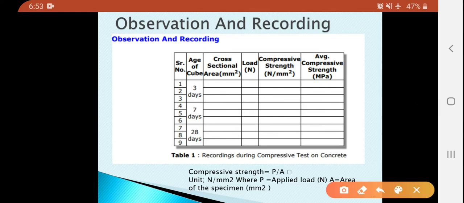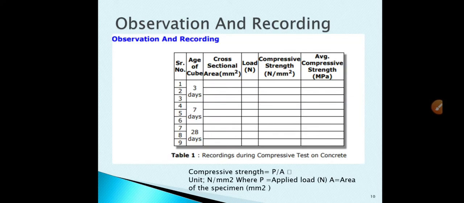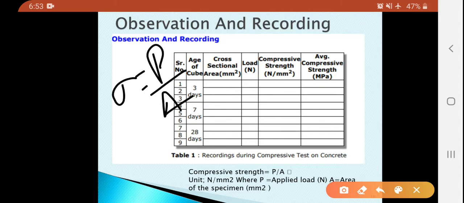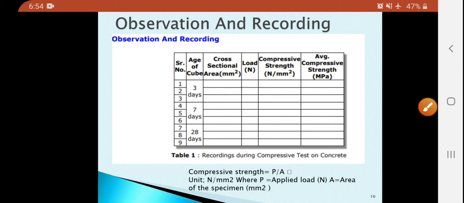Let's see the age of the cube. First will be 3 days, 7 days and 28 days. The cross section area, as we know already, is 15 into 15, which is common for all molds. And load, here they have taken in terms of Newton. The compressive strength will be stress equals P by A, you know the formula. P is nothing but the load, area will be the cross sectional area, that is 15 into 15, which is common for all molds. So compressive strength will be in terms of Newton per mm square.